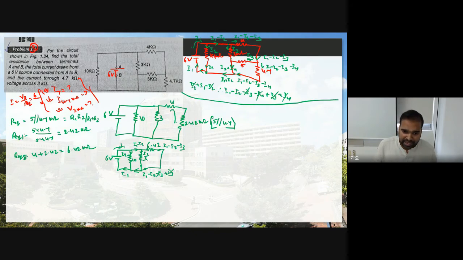Therefore, this 3 kilo ohm and 6.42 kilo ohm are connected in parallel. So if you solve this 3 and 6.42, what is the equation? 3 into 6.42 by 3 plus 6.42. Then what is the total equivalent? 2.04 kilo ohm. Now instead of these two resistors, can I replace one resistor with the value of 2.04? Yes.